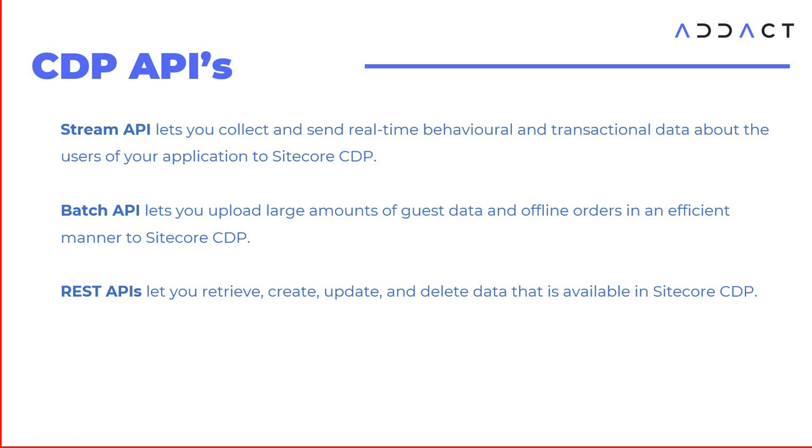REST API is the same as the Stream API, but with the Stream API we can just post the data. For the REST API, we can get the data, retrieve the data, update, and delete. So we can do two-way communication from CDP to websites.